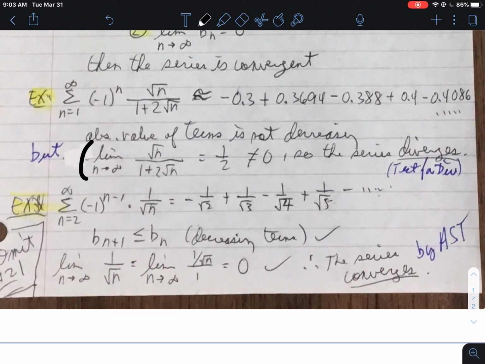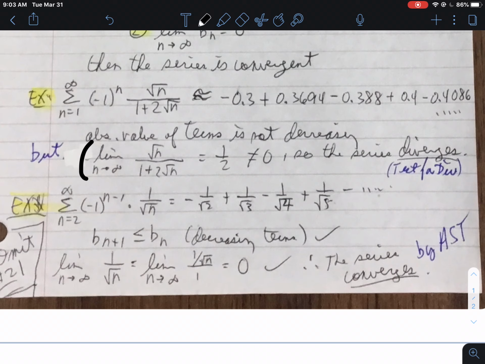Again, the terms are just written out, but that's a pretty straightforward series. If we look at the absolute values, the b sub n is 1 over the square root of n. As you increase the values of n, we increase the denominator, so we know the fraction is decreasing. That's one of our pretty standard observations. So b sub n plus 1 is less than or equal to b sub n; the absolute values are decreasing. And then the limit as n approaches infinity of 1 over the square root of n: as n increases, square root of n increases, so 1 over the square root of n approaches 0.